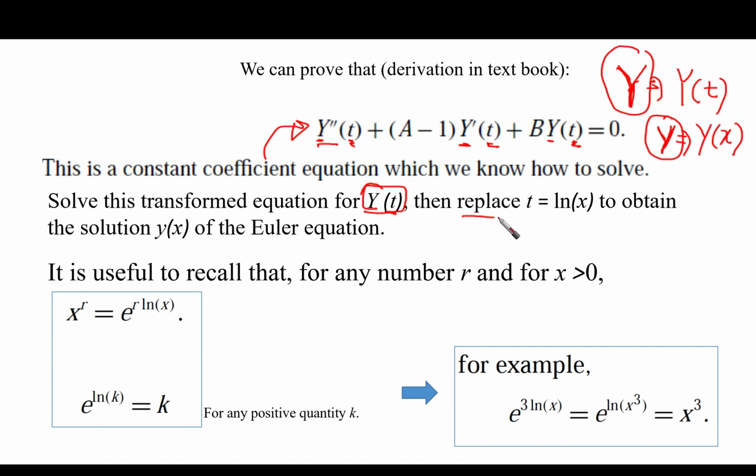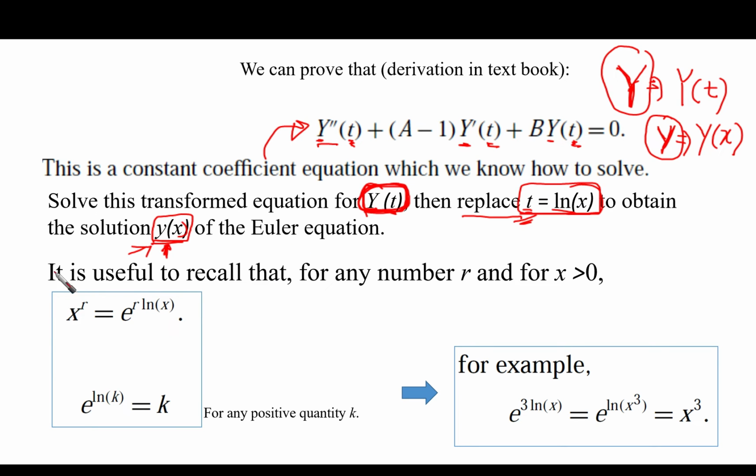Then after that we are going to replace t with ln x. That's it. We replace t with ln x at the end to obtain the solution y lowercase of x. This is the general solution of our original variable, which is x. So we solve this constant coefficient equation to get the general solution in terms of the parameter t, and then substitute t equal to ln x to obtain the general solution of the original Euler equation in x.